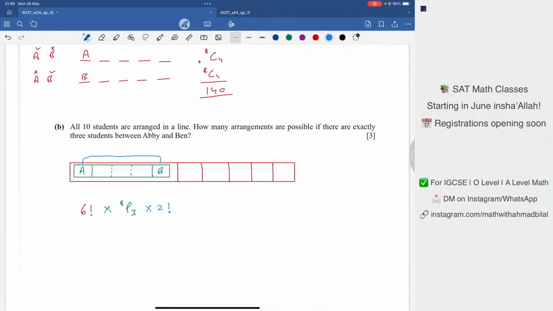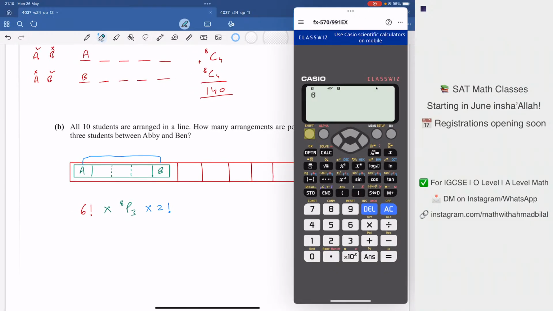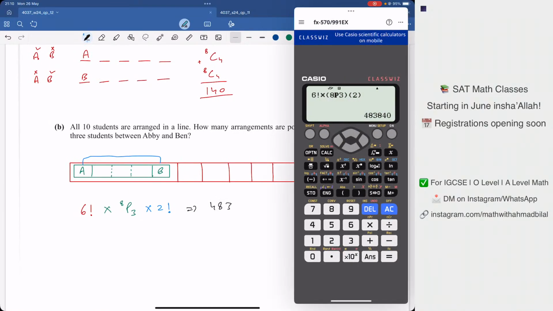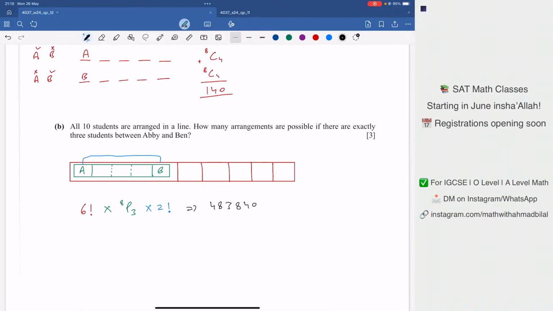6 factorial. Now we're not arranging the remaining letters again. We have already done that, right? So when we do 6 factorial, these 5 letters outside, their arrangements are already handled in 6 factorial, right? So we don't have to do that again. Okay, we will not be doing that again. This is going to give us the result. You can see what that is. That's 6 factorial times 8p3 times 2 factorial. And that's 483,840. That's the final result that we get from this.